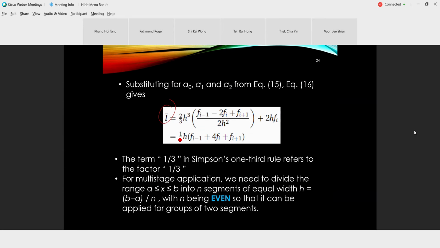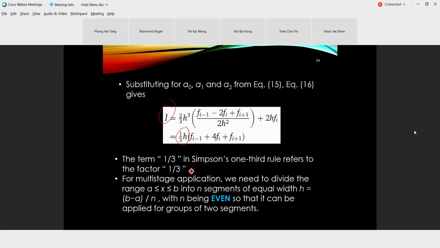H over 3, because they consider 3 main points: Xi minus 1, Xi, and Xi plus 1. So when they consider 3 points, they must divide by 3. That is the reason why H over 3. And then you must multiply with the function Fi minus 1, that is the previous point, and then plus 4Fi plus Fi plus 1, that is the forward point.